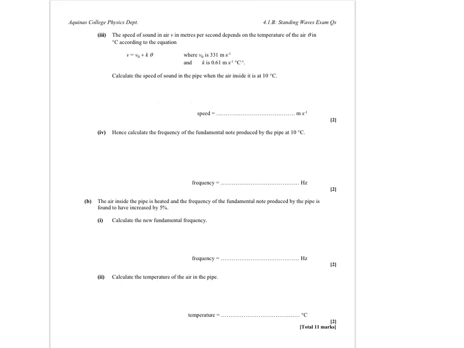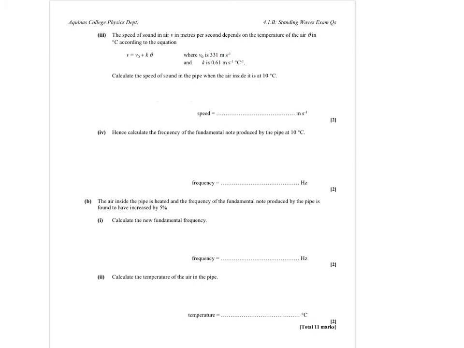For the rest of this question, we're asked to consider the effect of a variation in temperature. Change in temperature changes the speed of sound in air, so that's going to change the frequency of the note produced in order to maintain the same wavelength in our pipe. So we're told the speed of sound in the air depends on temperature, and the equation for that is that the speed of sound in the air is v0, which is 331 meters per second, plus k times theta, where k is 0.61 meters per second per degree Celsius. So what that means is that at 0 degrees C, freezing point, the wave speed is 331 meters per second.